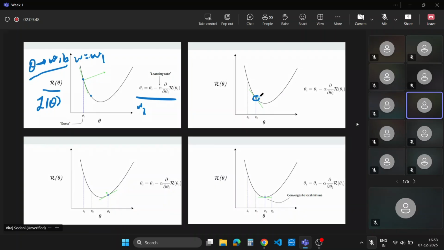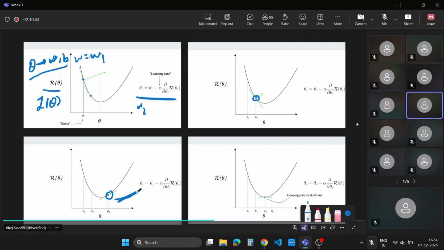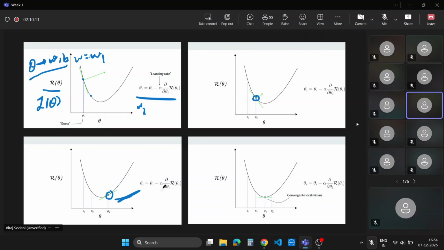Now, after incrementing, you've crossed the local minima and you've reached some point ahead. This is very much possible in this approach, so no need to worry about that. Now here, the derivative becomes positive. You can see the slope is positive. So the derivative is positive and there is a minus sign placed with the derivative. So overall, you will be decreasing some value from the previous W. Okay. So you would be going back.